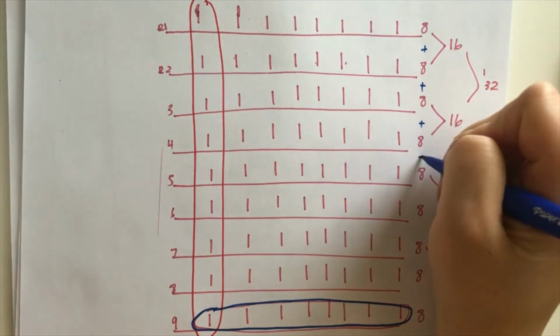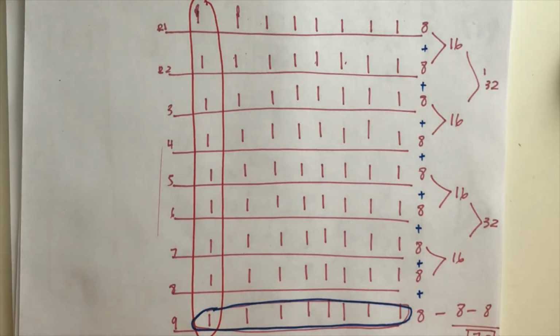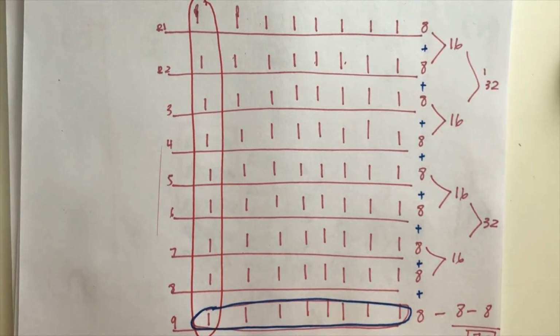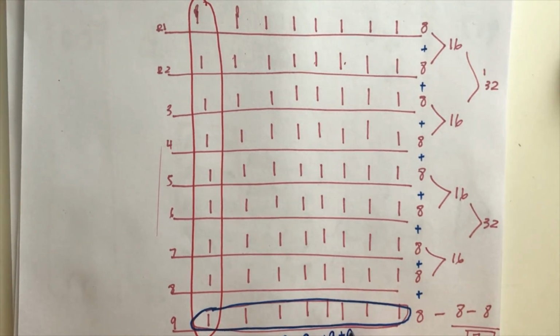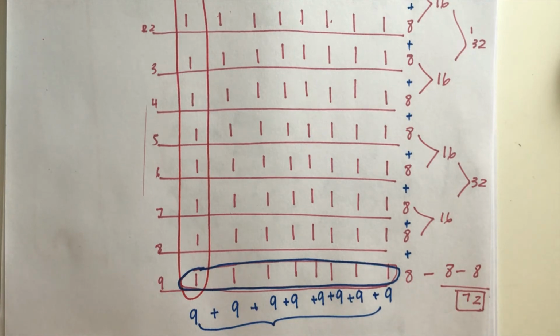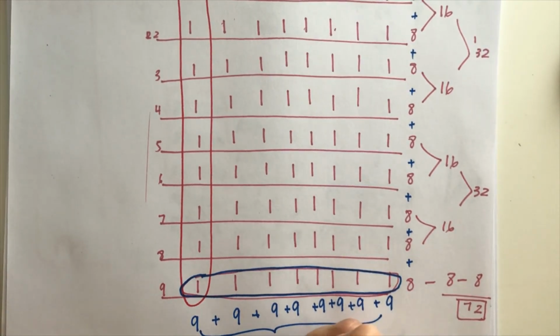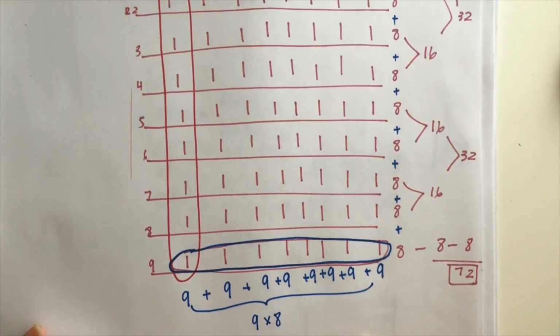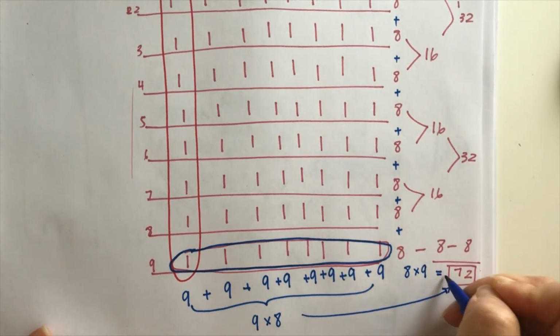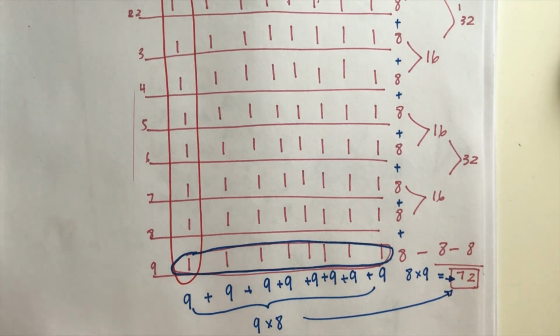Plus 8, plus 8, plus 8, plus 8, plus 8, plus 8, plus 8. But you can also do 1, 2, 3, 4, 5, 6, 7, 8, 9. 9 plus, if there's 9 here, then there should be 9 here. And if you count it all up, there's 9. There's 8 nines. So what you just did was you did 9 8 times, or you did 8 9 times, and you all got the same answer of 72. Ta-da!